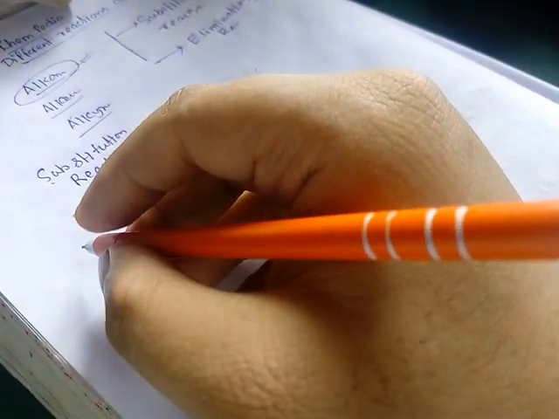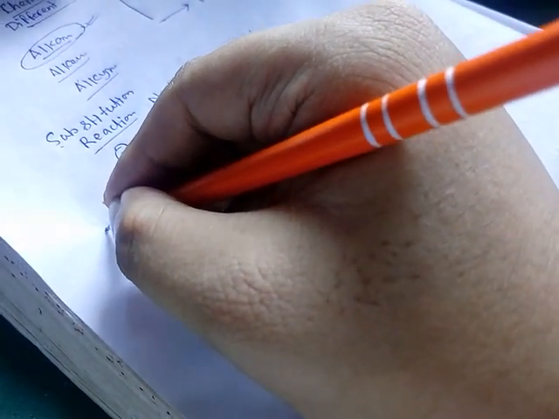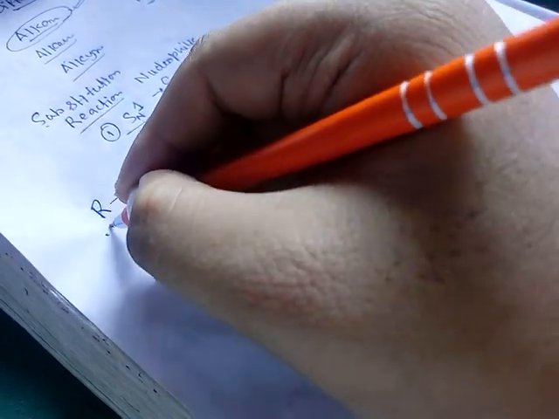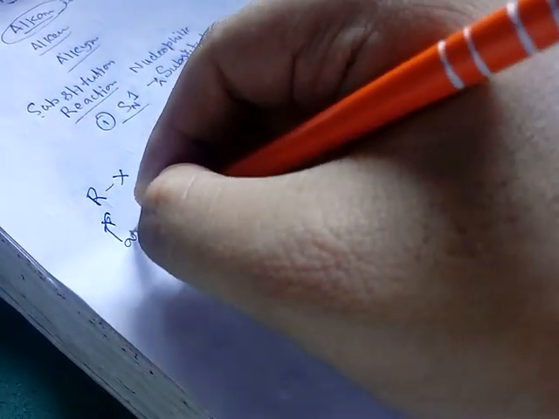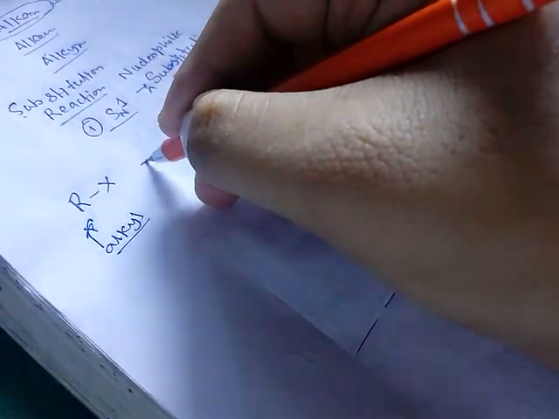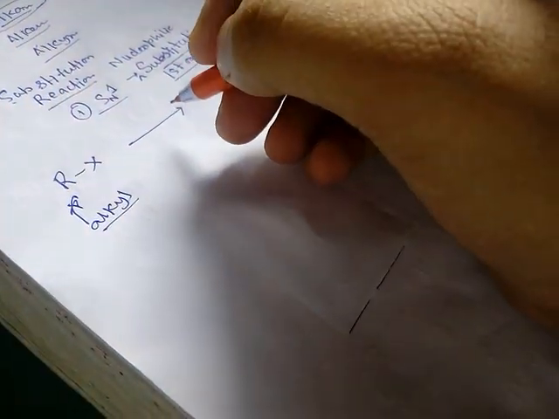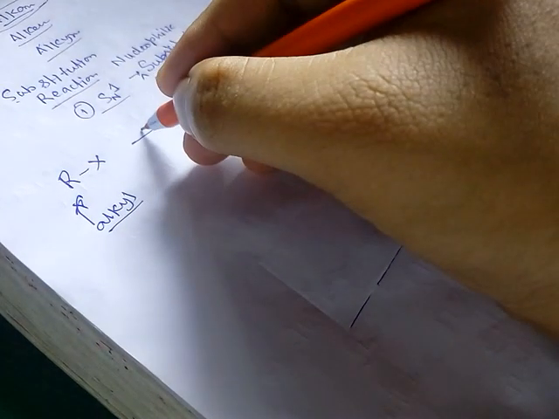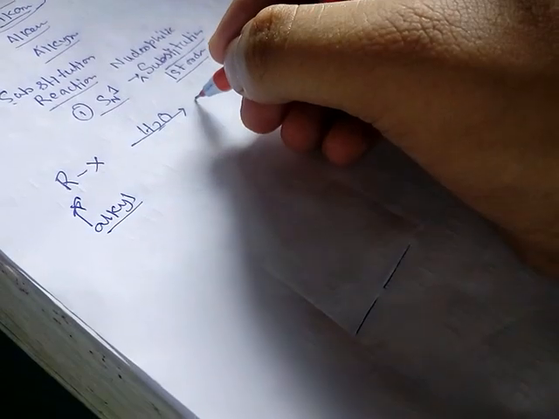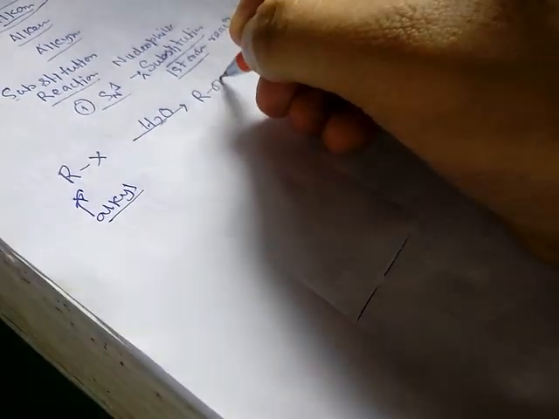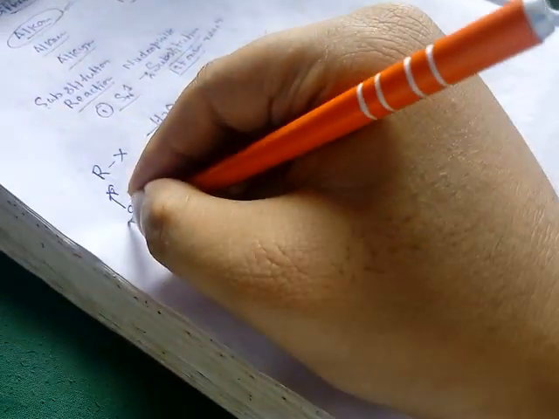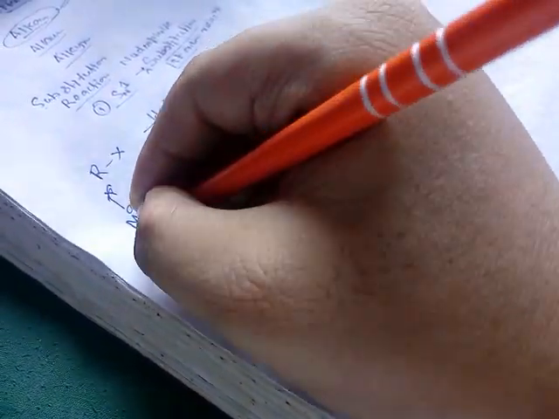Now let us see an example, that is RX, where R is mainly an alkyl group. If we react it with a polar solvent or polar protic solvent, suppose H2O, then it will form ROH. Now let's see the mechanism of this reaction.